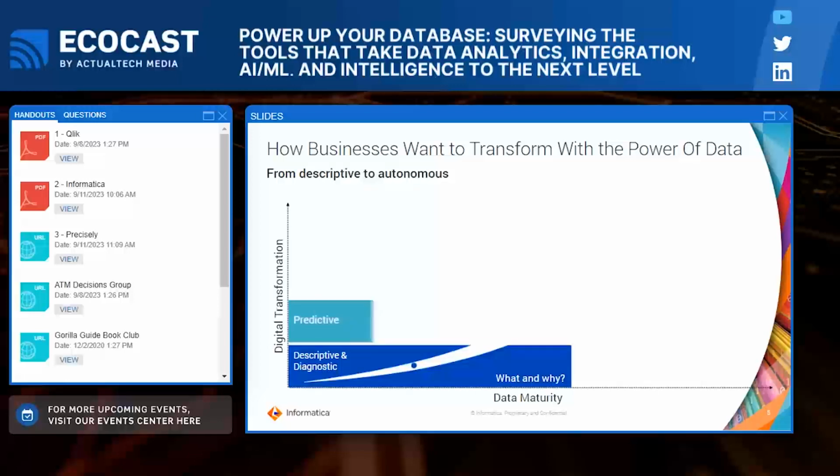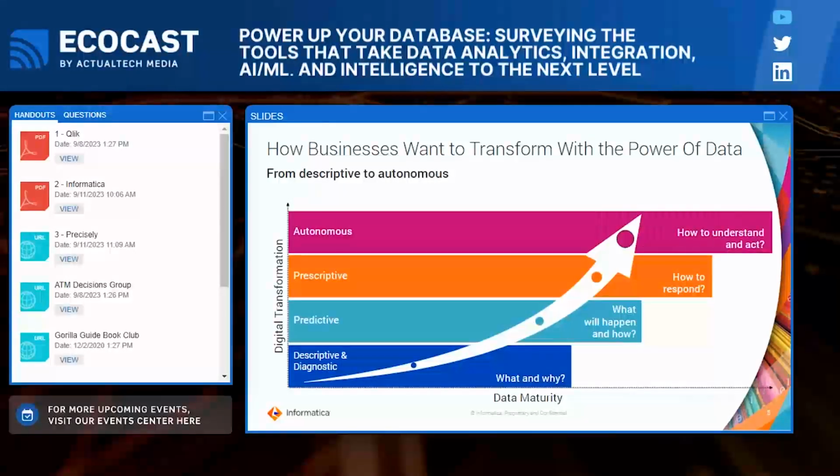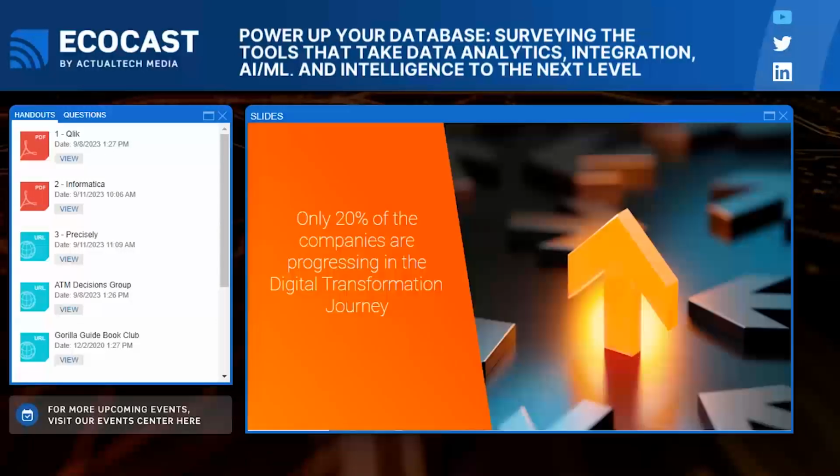Now, for organizations who are looking to drive digital transformation, data maturity will play a very big role. Most organizations start by asking descriptive and diagnostic questions based on the data. As the data maturity improves, many organizations will strive to be more predictive and prescriptive by leveraging this data. But very few move beyond the descriptive and diagnostic stage and reach the autonomous decision making stage. In fact, only 20% of companies are successful in their digital transformation journey. And why is that?